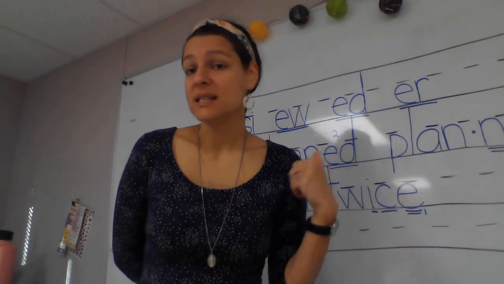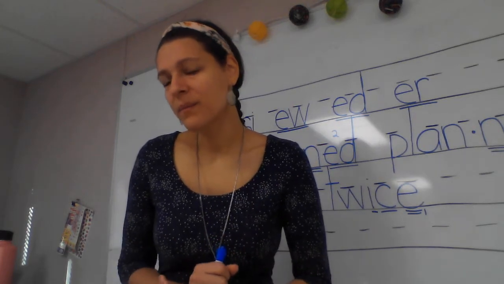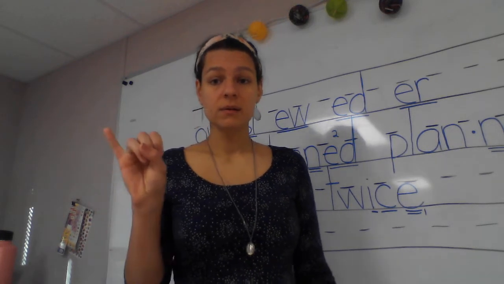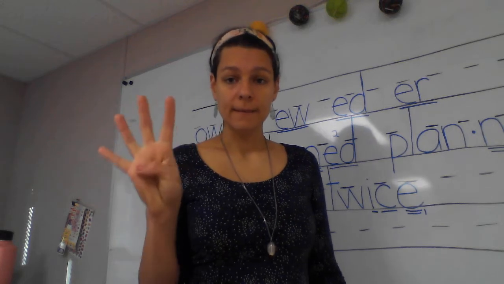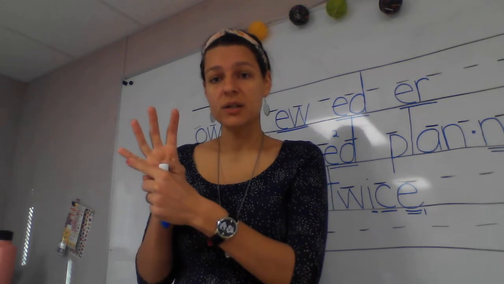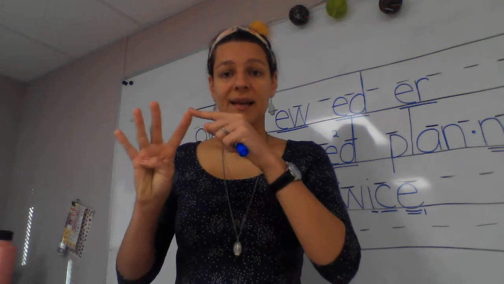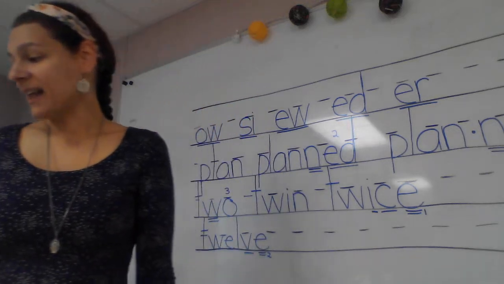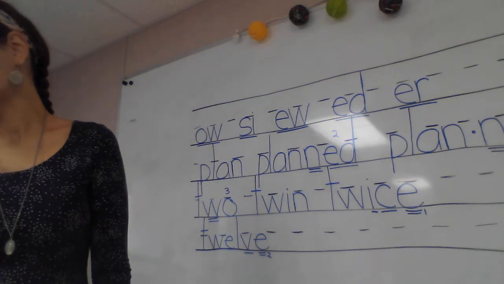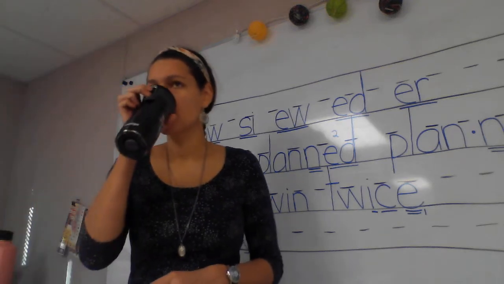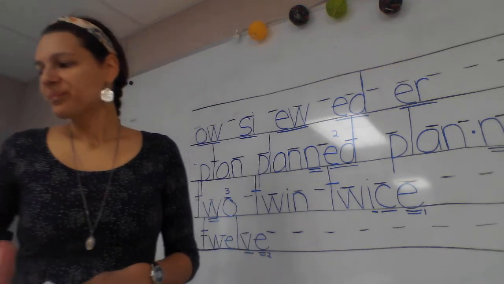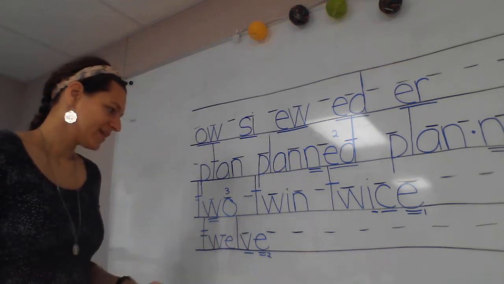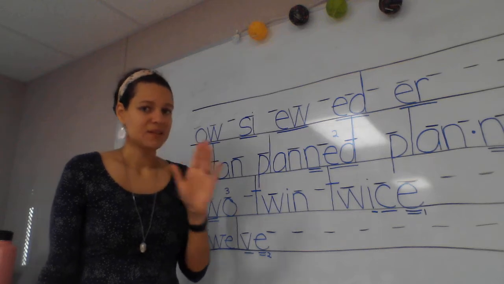All right, the first syllable is twen. What's the first syllable? Good, twen. What sounds do you hear in the syllable twen? Good, our sounds are t, w, e, n. Go ahead and write that and put your syllable break at the end. All right. So we've got that first syllable.